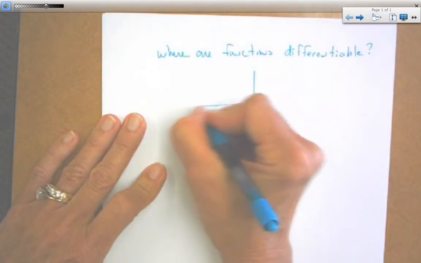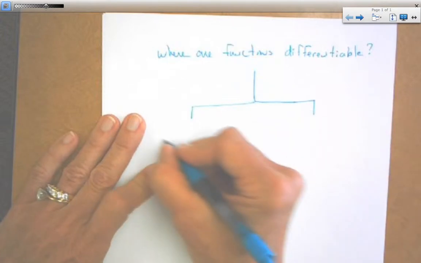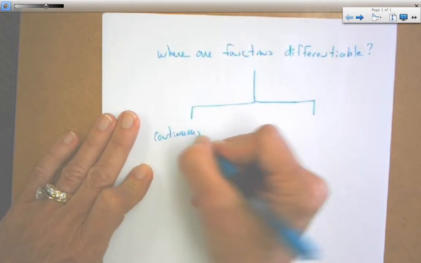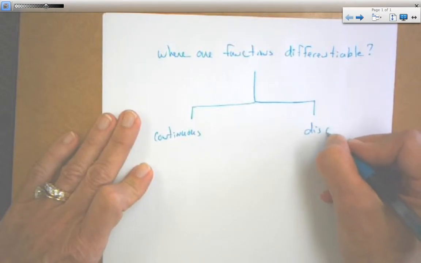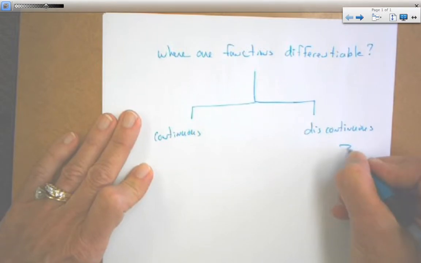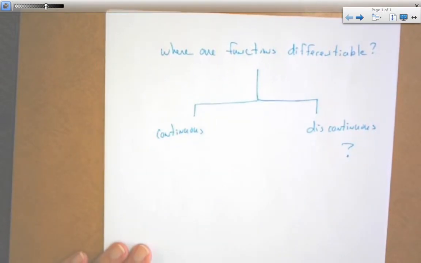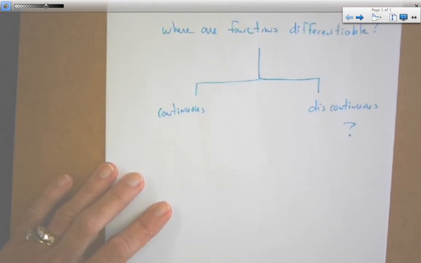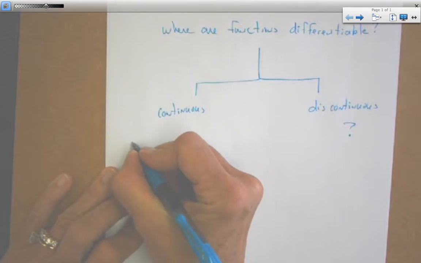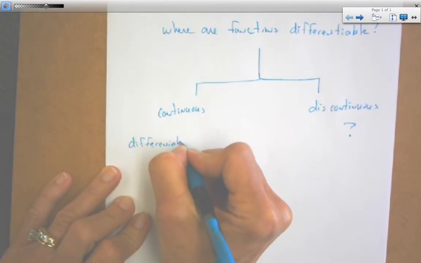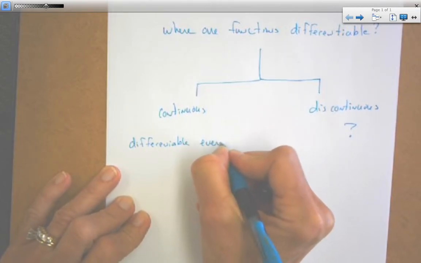Well, we have 2 types of functions that we're going to be working with. Continuous and some that have some discontinuity. This one I'm going to ask you about tomorrow because we just discussed those conditions. So we're going to talk about that tomorrow during class. But continuous, they are differentiable everywhere.